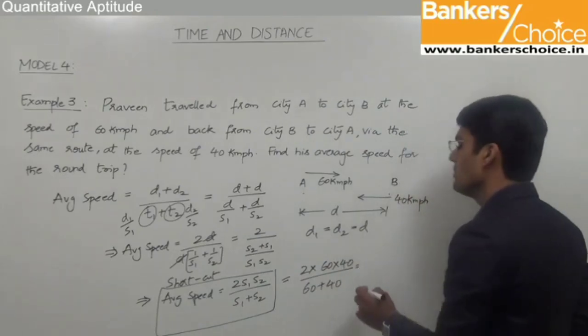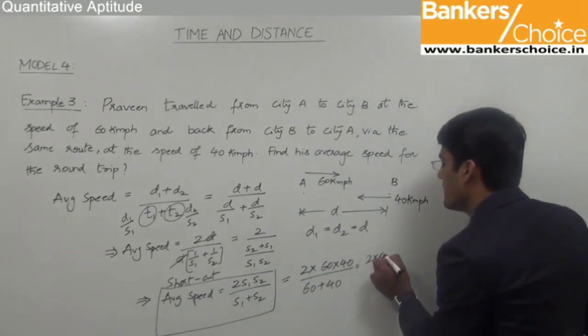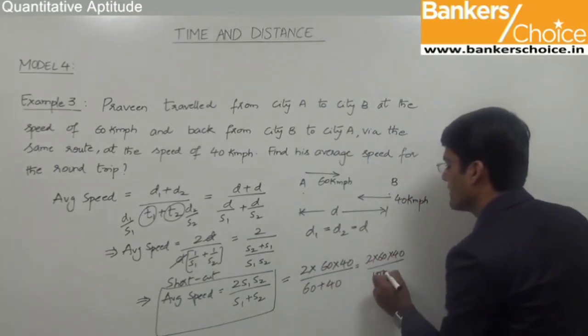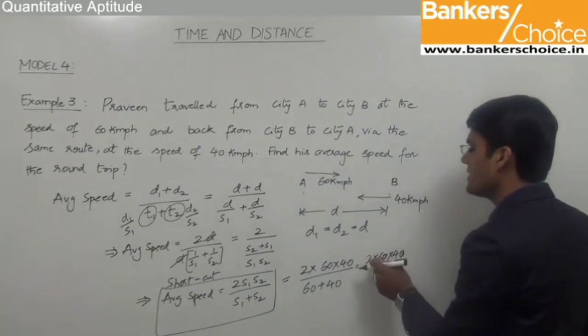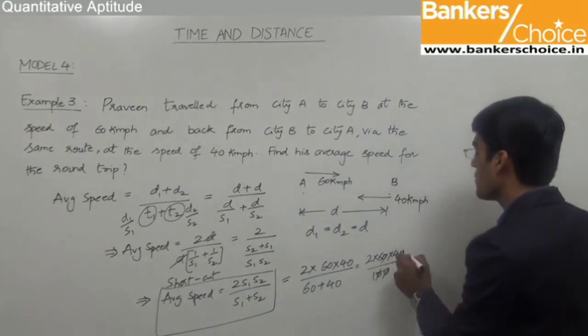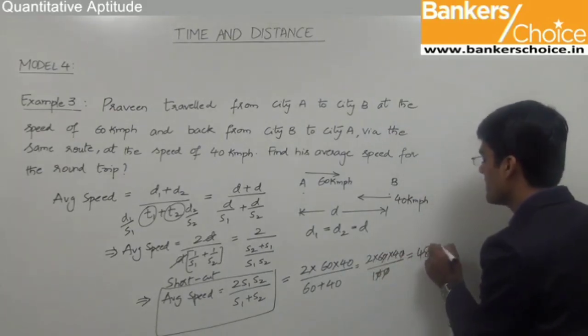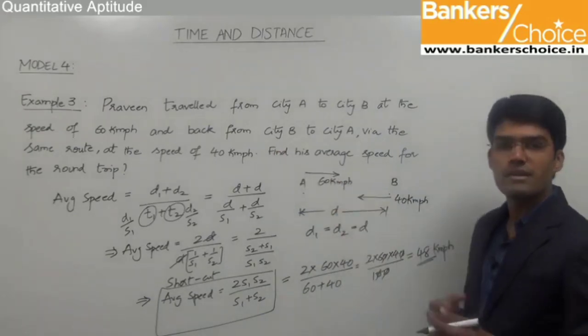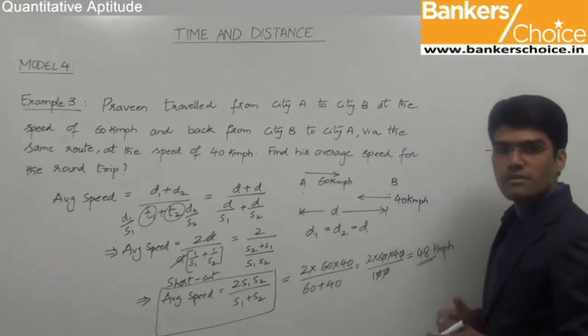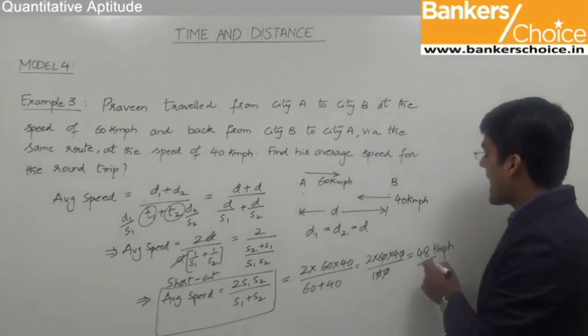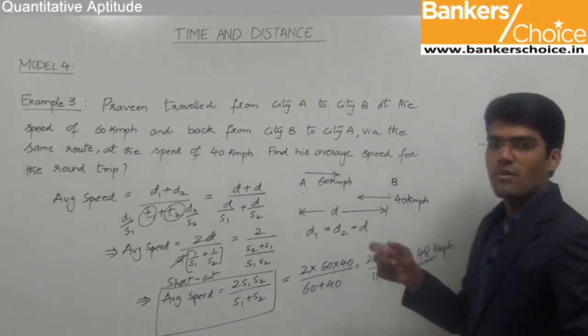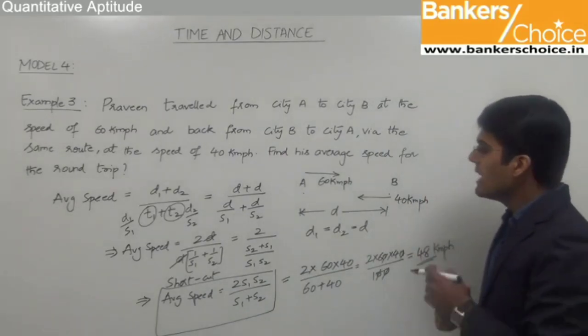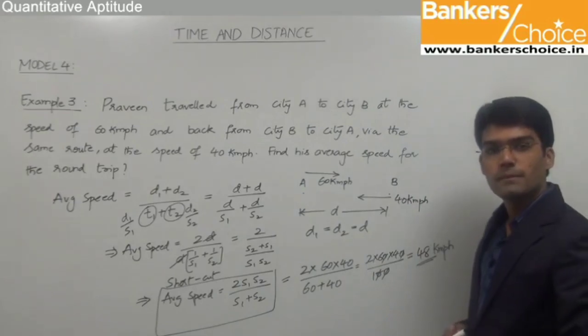So which is equal to 2 into 60 into 40 by 100. So as zeros get cancelled, we get 2 into 6, 12, 12 into 4, 48. So 48 kilometers per hour. Why? Because the speeds are already given in kilometers per hour, so the speed obtained will also be in kilometers per hour. So this is the average speed of Praveen for the round trip from city A to city B and back from city B to city A.